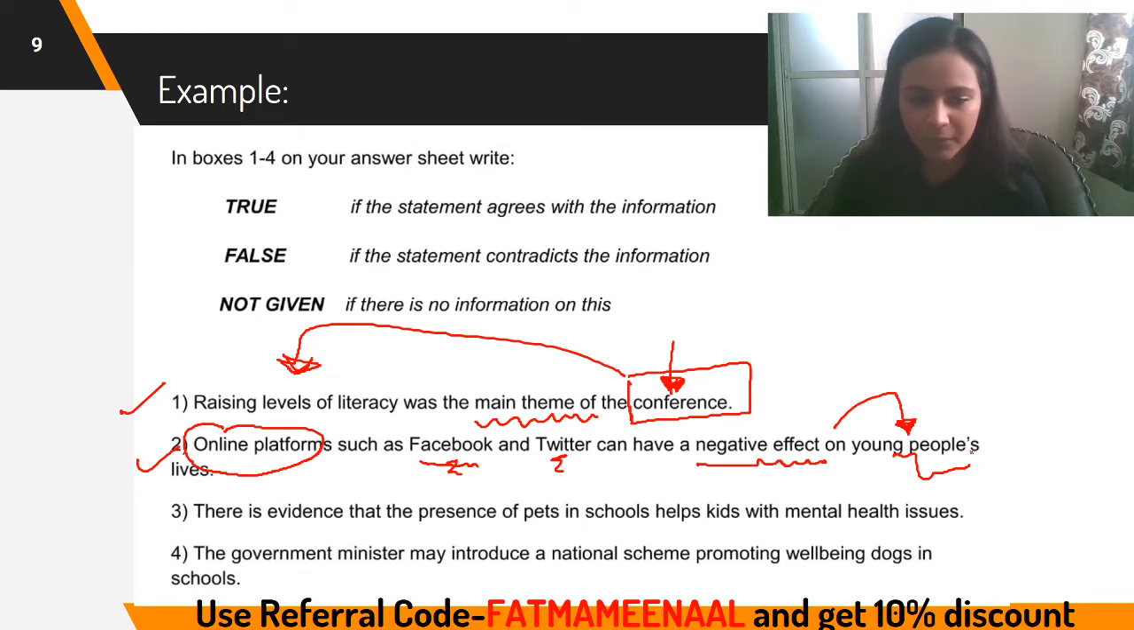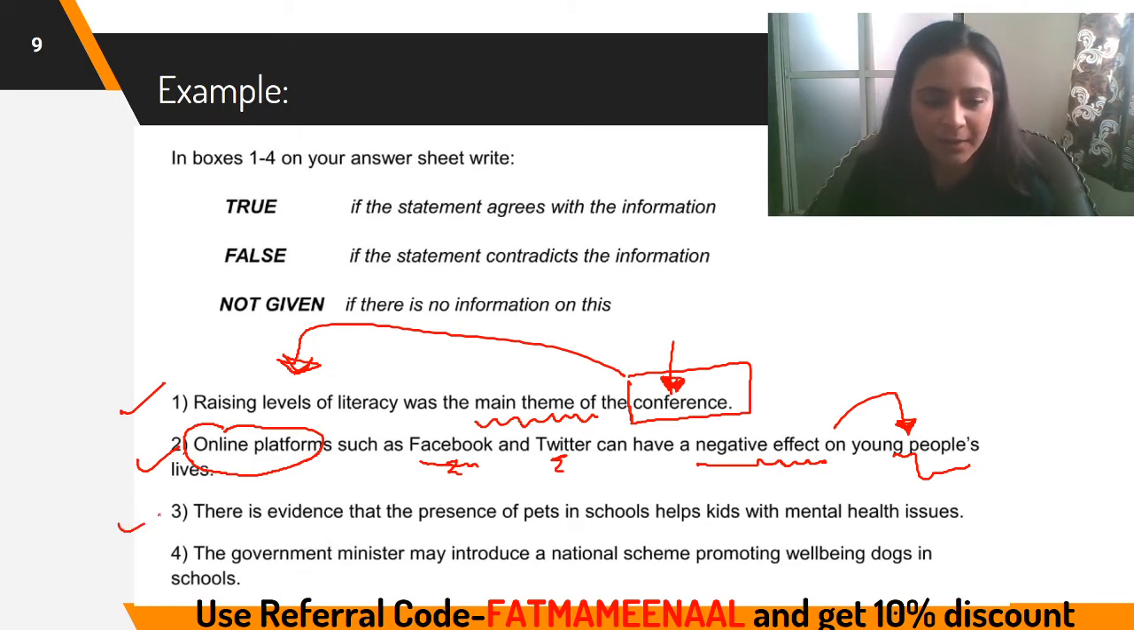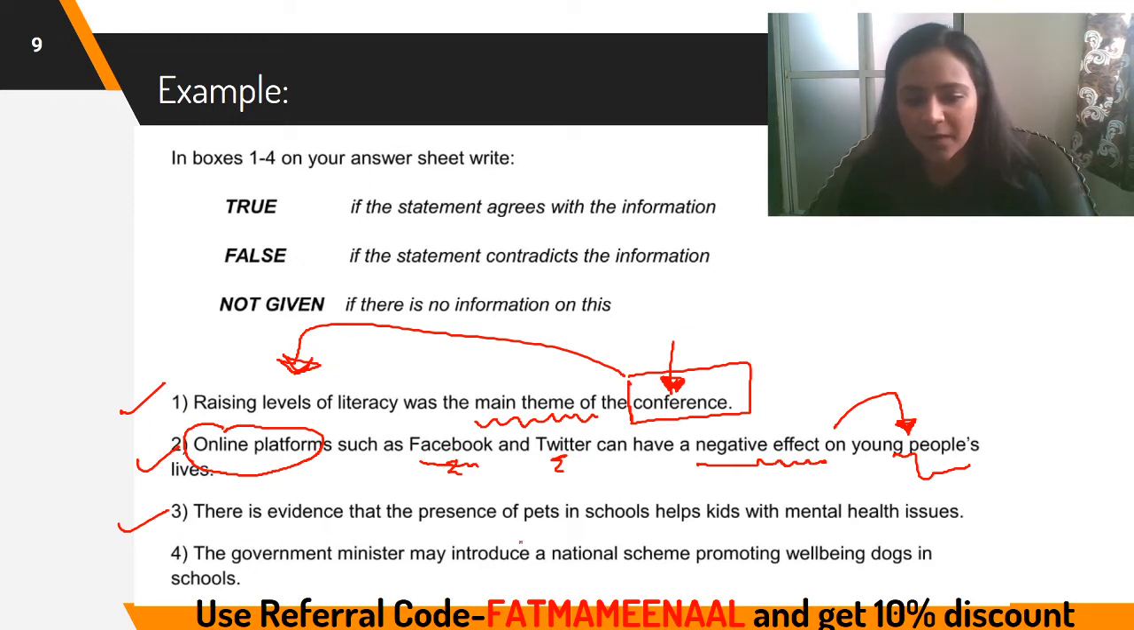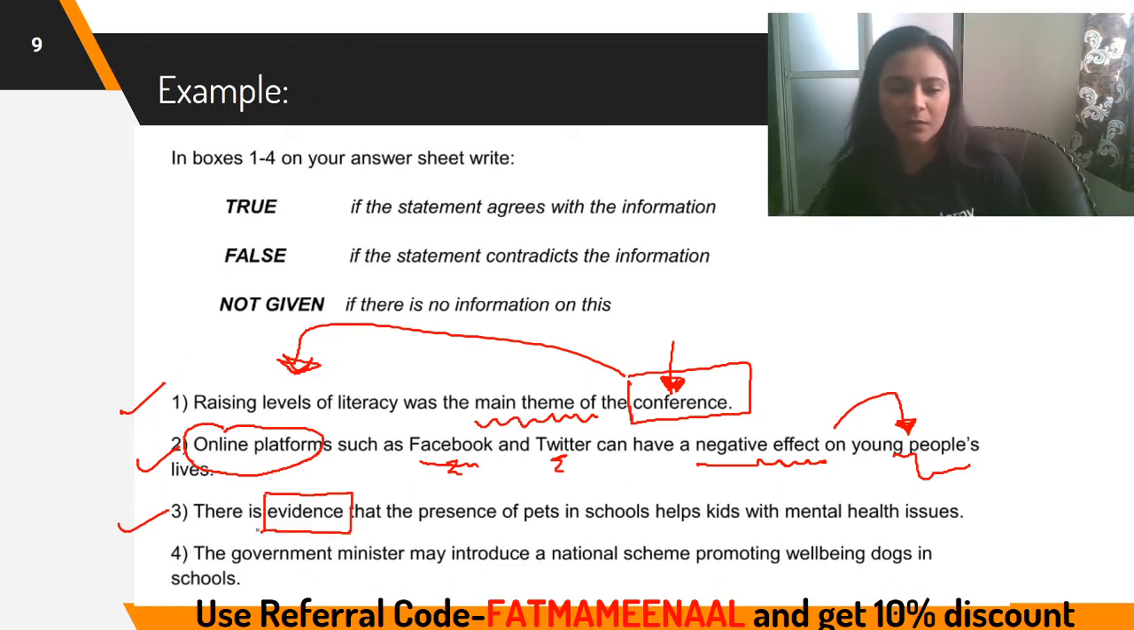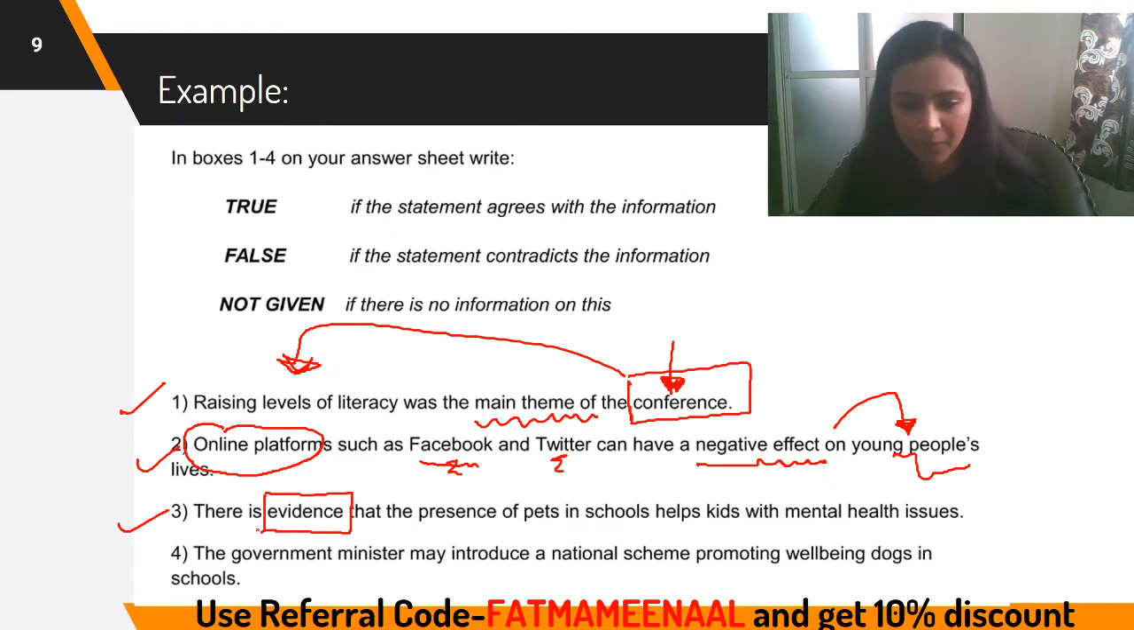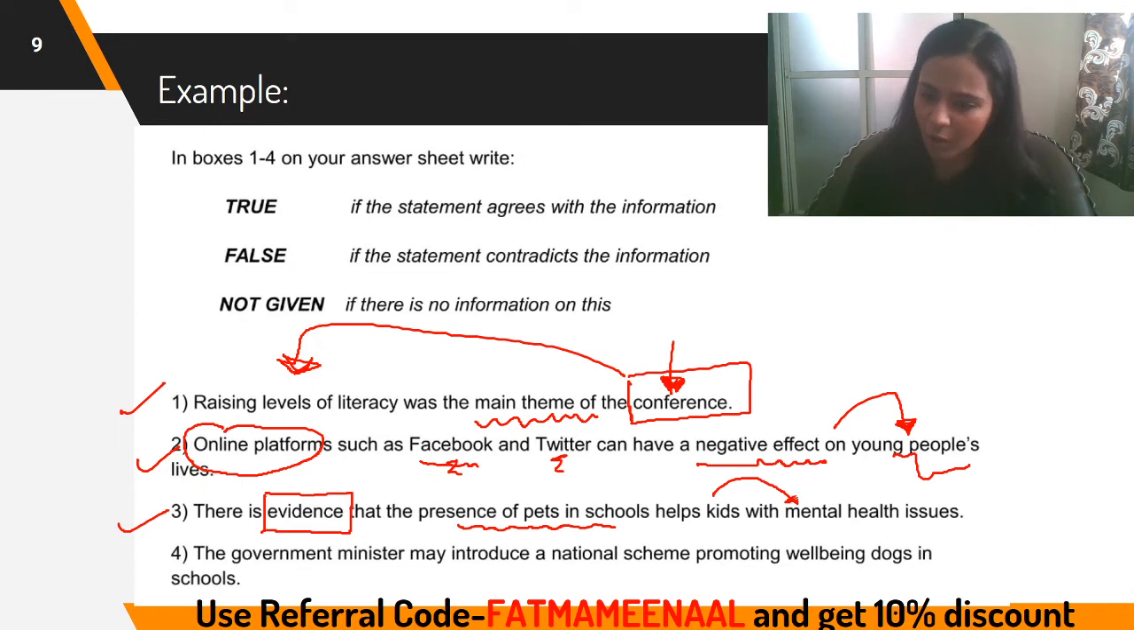Okay, next one is, there is evidence that the presence of pets in school helps kids with mental health issues. So it is giving some sort of evidence, which is like proof. So maybe in some conversation they're going to talk about some sort of proof, right? So there will be some discussion in terms of giving evidence, right? Then we'll be checking if the presence of pets in schools is actually helping kids with mental health issues or not.